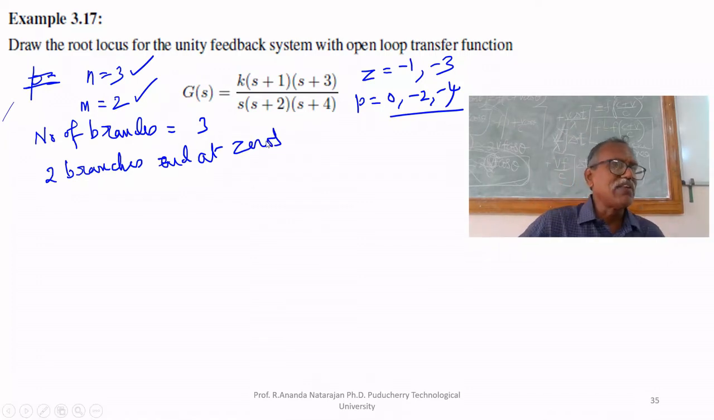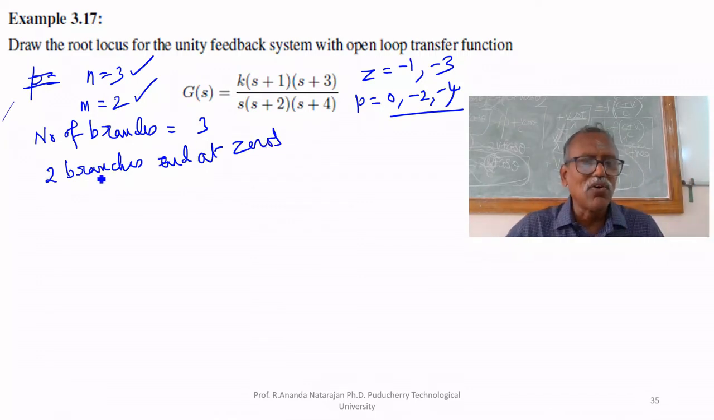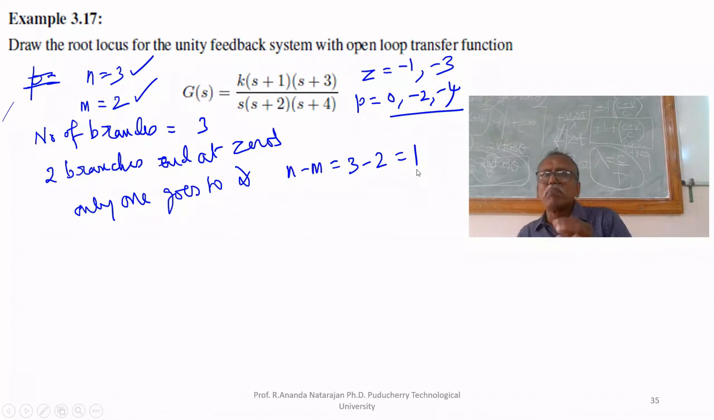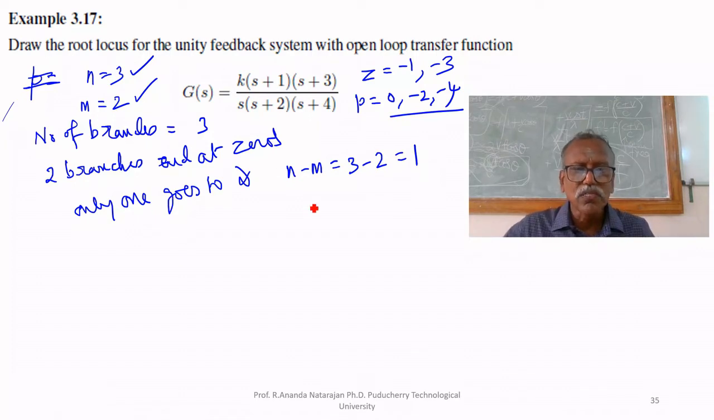How many will go to infinity? Only one will go to infinity, because n minus m equal to 3 minus 2 equal to 1. N minus m branches will end at infinity. Now we have to draw the root locus. So we have to take the S plane.